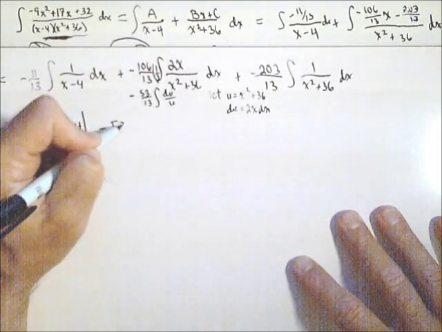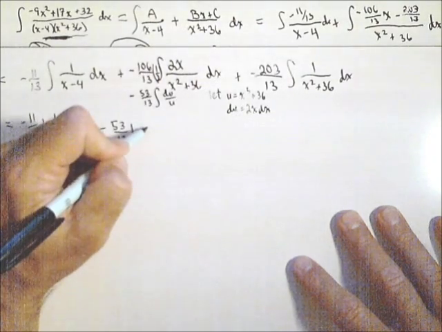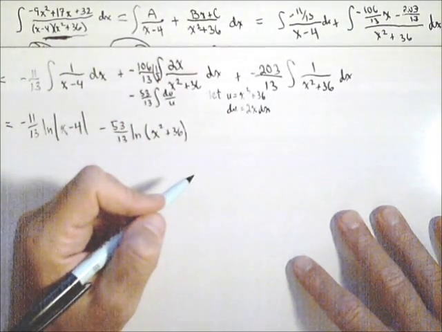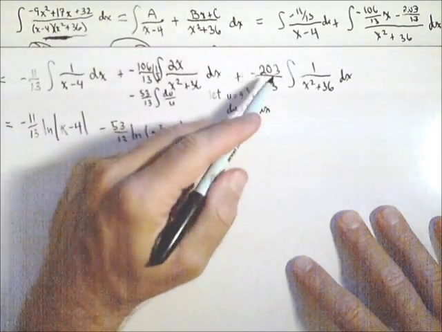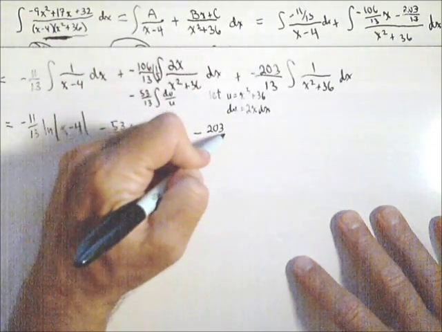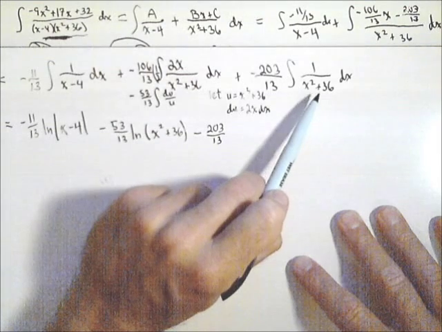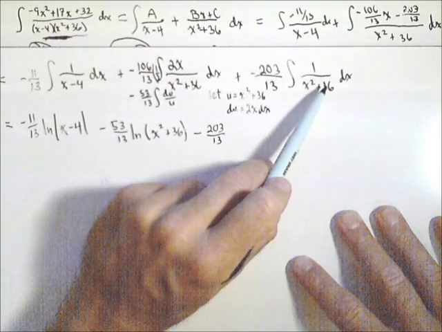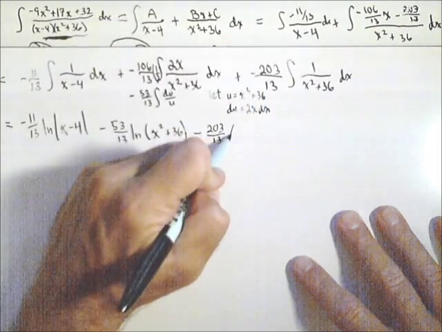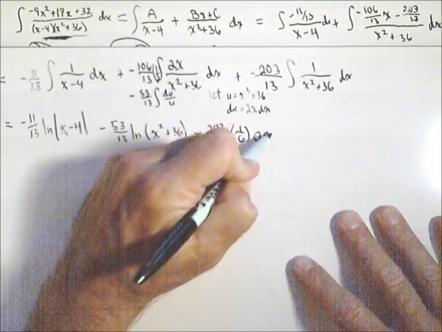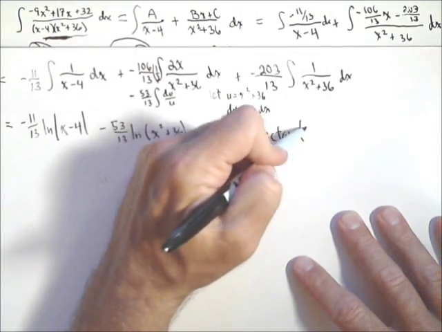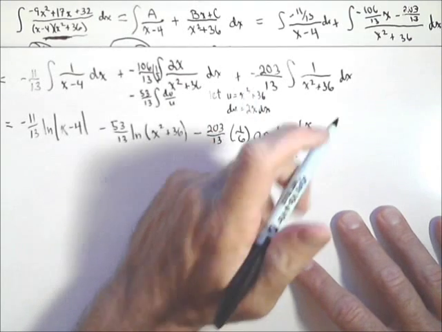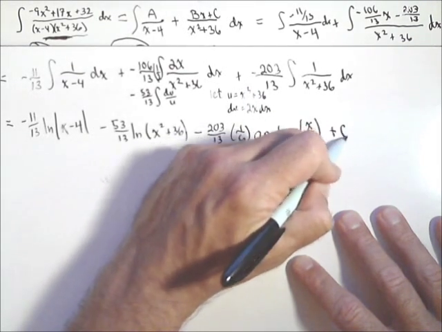So this is minus 53 over 13 times the natural log. Now this time we don't need absolute value because the u was just x squared plus 36. So we can use parentheses. And lastly, I have the minus 203 over 13. If you don't recognize this, this is actually an arctan. Because there's a 36 here, we need to put a 1 over the square root of 36 out front. So 1 over 6 arctan of x over the square root of 36. My apologies. That should be the square root of 36, which is 6, with a plus c.